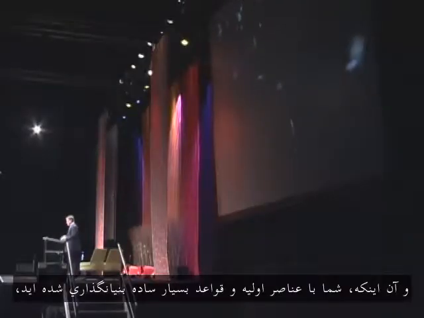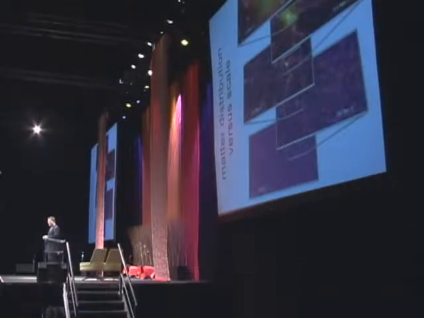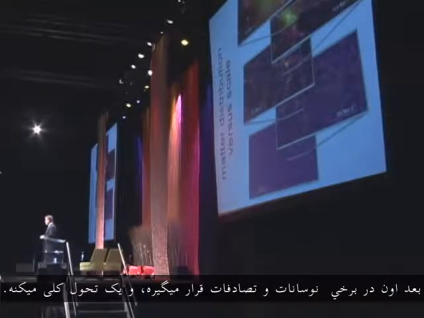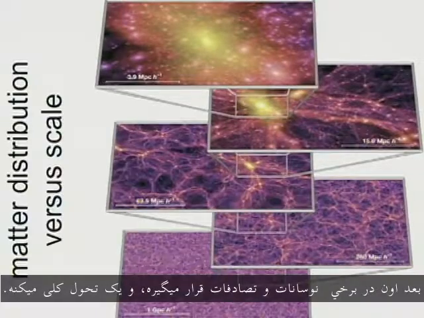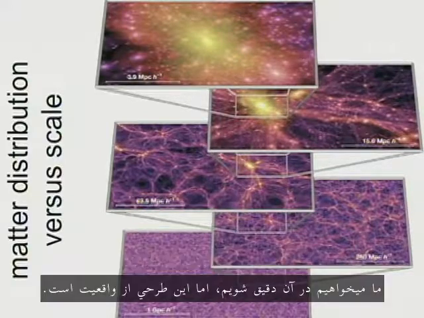And that is, you start out with very simple ingredients and some simple rules, but you have to have enough ingredients to make it complicated, and then you put in some randomness, some fluctuations, and realize a whole bunch of different representations. So what I'm going to do is show you the distribution of matter as a function of scales. We're going to zoom in, but this is a plot of what it is.